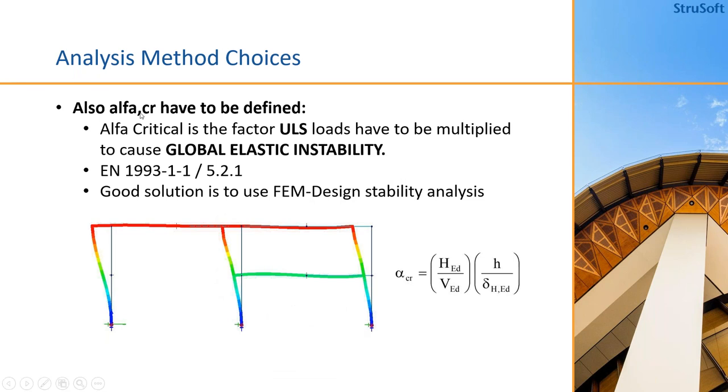So you also have to understand what alpha critical is. It's defined that if you calculate the ultimate limit state combination and multiply the loads by a certain factor, you will lose stability in the elastic mode. So this is not the load bearing capacity of the structure. It's just when the elastic instability happens, like the Euler buckling strength, not the total or exact strength of the structure. And it's defined in the Eurocode clause 5.2.1. And FEM-Design can help you a lot here because it's so easy to make a stability analysis in FEM-Design. And by the way, you also have an approximation of the alpha critical in Eurocode, which you can apply to this project. But it's only an approximation. FEM-Design will give you a much more accurate value for this alpha critical. So you just run the stability analysis and you know your alpha critical right away, in a pretty accurate fashion, if your connection stiffnesses have been inputted in the model, as they should be.